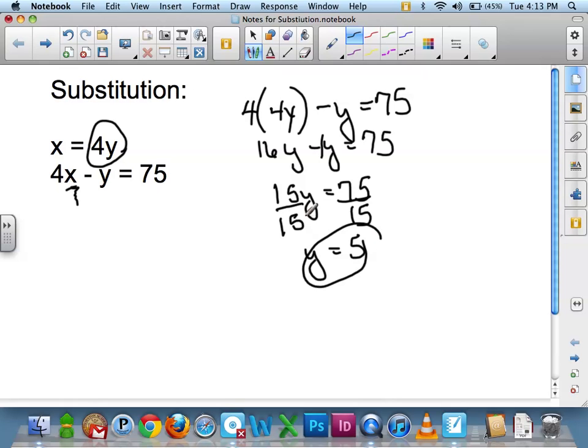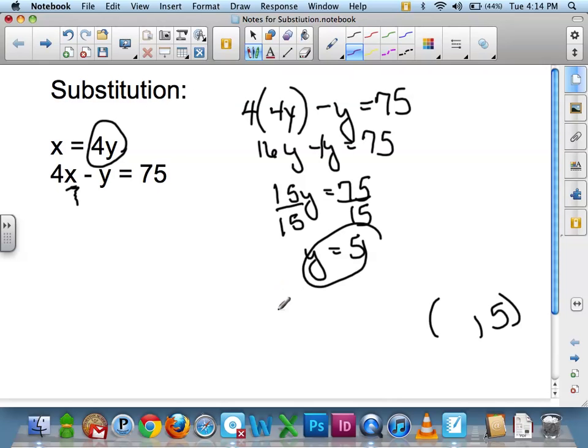Alright, but the thing is, we just solved half this problem. If you remember, when we graphed, we had an x-coordinate and a y-coordinate because we had a point, an ordered pair. So what we have to do is take this 5 and plug it in and figure out what my x would be. You can plug it into either one, but I always go for the one that says x equals or y equals because my life is going to be a lot easier and I'm going to have less work to do.